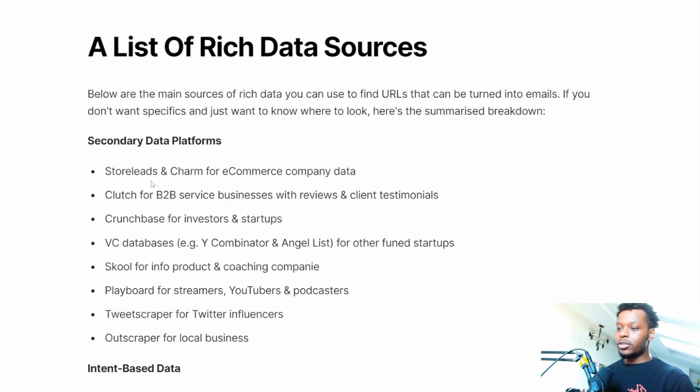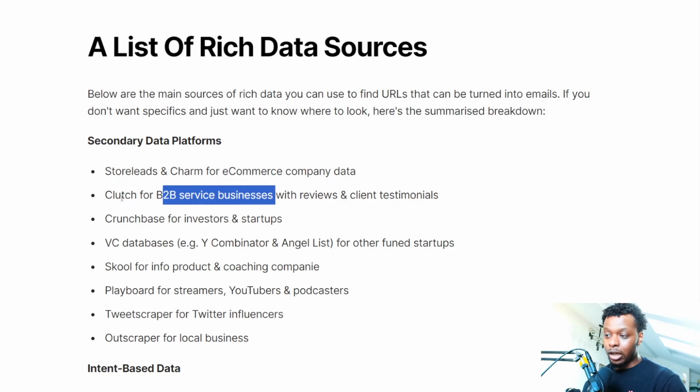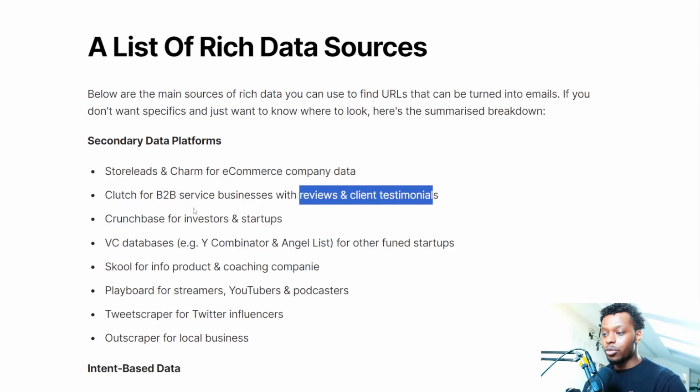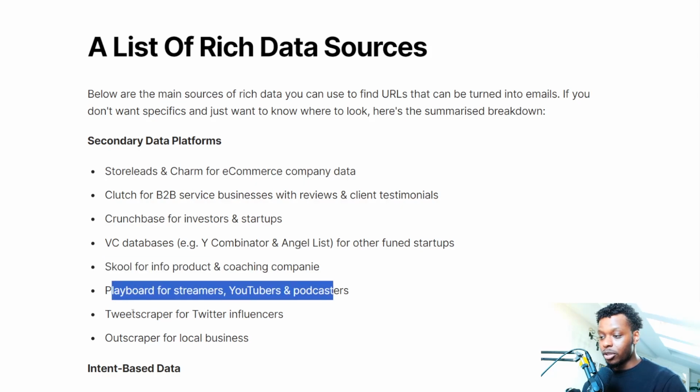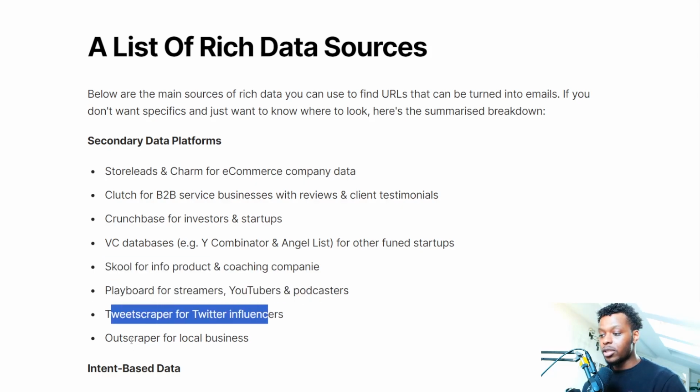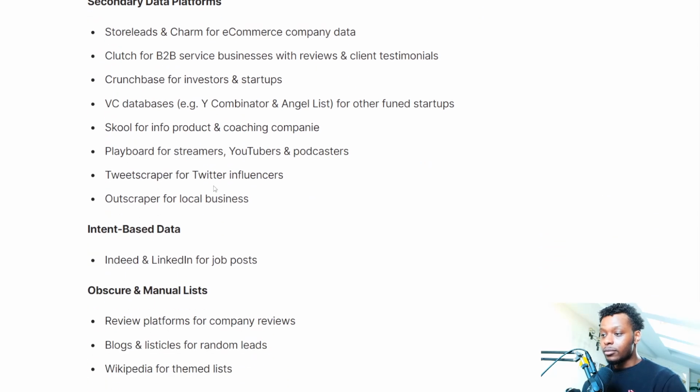So, secondary data platforms. If you want e-commerce company data, store leads, mostly store leads. Charm is a bit more expensive, but doesn't really have as much information as store leads. B2B service businesses, Clutch, also comes with reviews and client testimonials. Investors and startups, schools as well, Crunchbase. VC databases for other funded startups, i.e. Y Combinator and AngelList. School for info product and coaching companies. Playboard for streamers, YouTubers and podcasters. TweetScraper for Twitter influencers. Outscraper for local business.